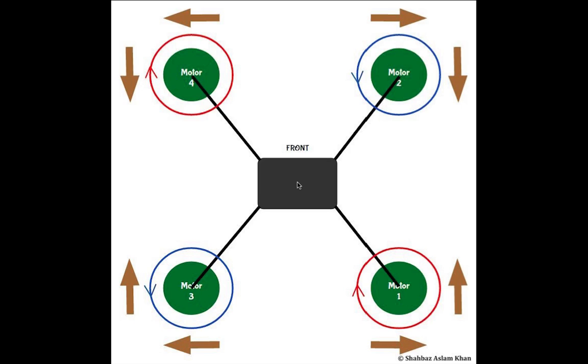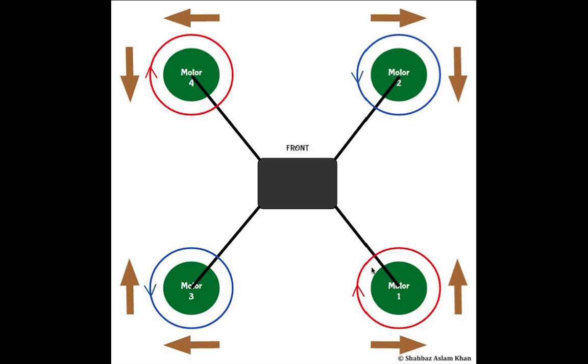So why do we make them turn in different directions? Well, this is because when a motor spins, it creates an angular momentum in the opposite direction of its spinning. This is according to Newton's third law of motion, that every action has an equal but opposite reaction.